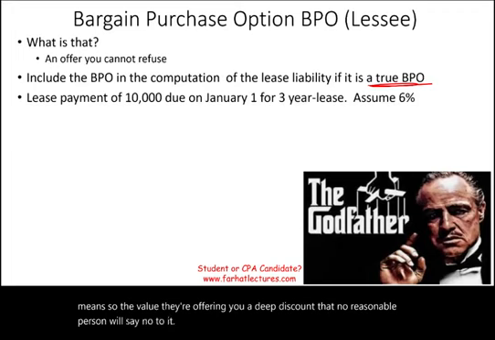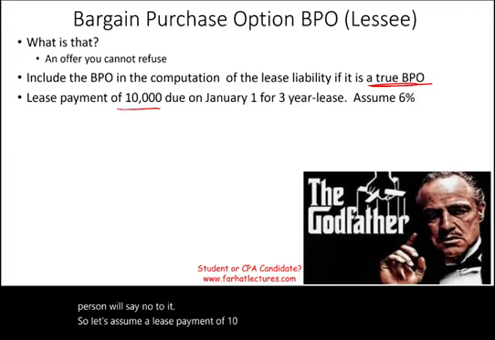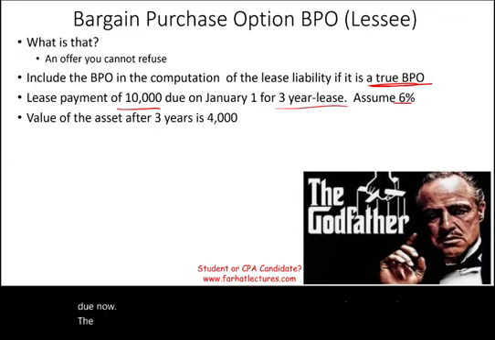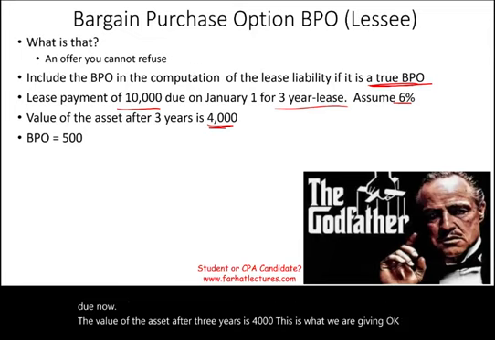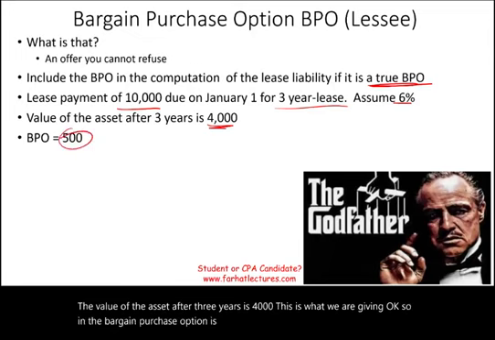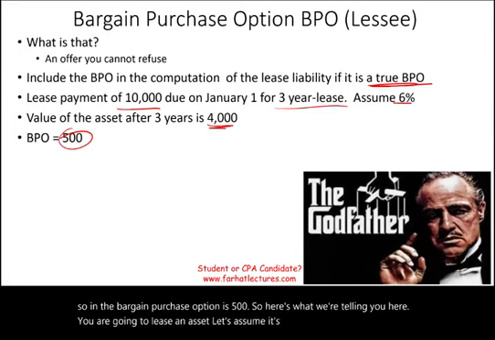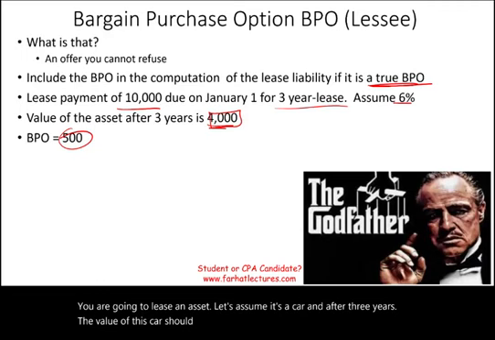So let's assume a lease payment of $10,000 due on January 1st of every year for 3 years. Assume 6%, and this is an ordinary annuity, so no payment is due now. The value of the asset after 3 years is $4,000. Okay? And the bargain purchase option is $500. So here's what we're telling you here. You're going to lease an asset. Let's assume it's a car. And after 3 years, the value of this car should be $4,000. But guess what? You can buy it for $500. I think any reasonable person will buy it for $500.